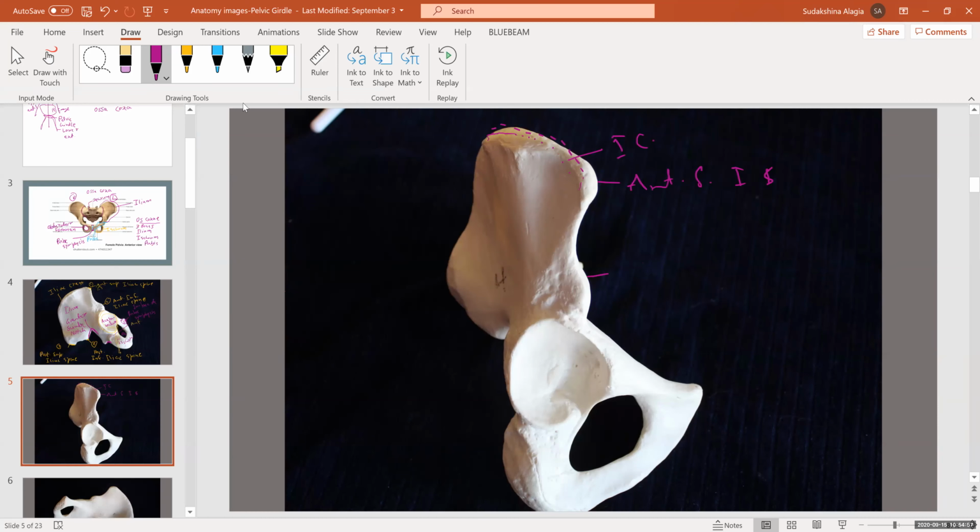You can clearly see the anterior superior iliac spine. You can see the anterior inferior iliac spine, the acetabulum. You can see the pubic symphysis. And if we arbitrarily cut this in half, this is pubis, this is ischium. So you should learn it from the different turns.